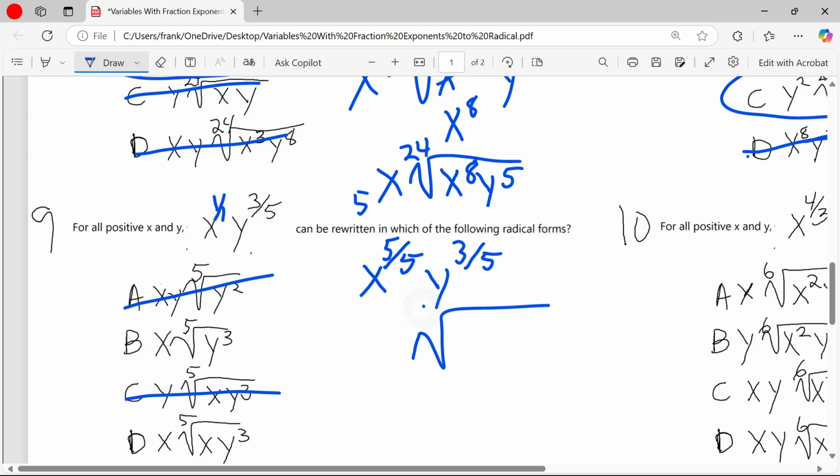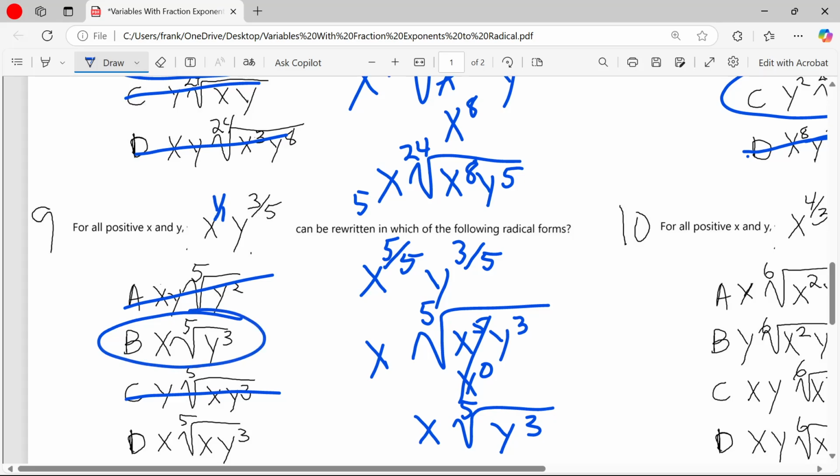5 is the root. I'll write x to the 5th, y to the 3rd. They're equal, so 5 minus 5 is 0. I can put an x outside. X to the 0 is just 1, so it goes away. 3 is not bigger, so it's x, 5th root of y cubed. So it's B. What's wrong with C? C has still an x inside.